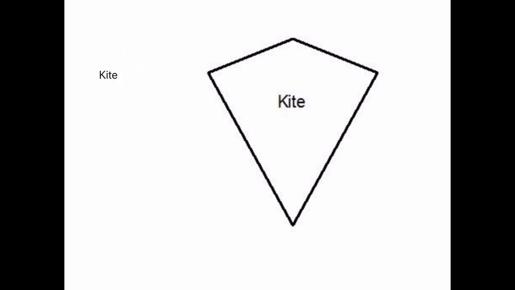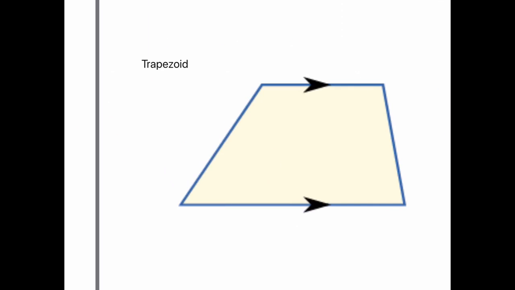Now, a kite is not a parallelogram because it doesn't have opposite sides being parallel. A kite is a quadrilateral with two pairs of adjacent sides that are congruent, but no opposite sides that are congruent. So what that means is that the top side, left and right, are congruent, and the bottom part, left and right, are congruent, but there are no parallel lines here, and the opposite sides are not congruent in a kite. Our last two shapes are both trapezoids.